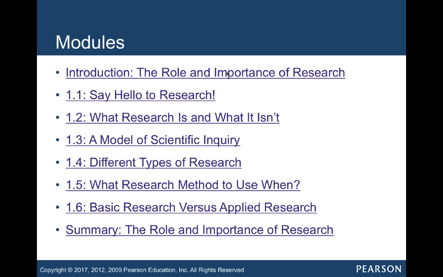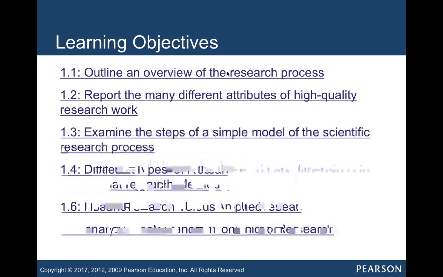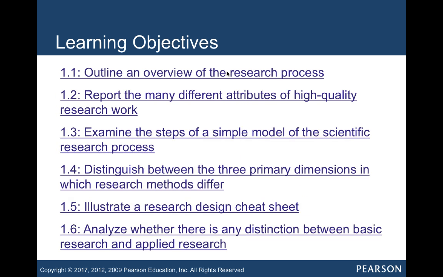All right, so this is just a really quick overview of the different things we'll be going over about Chapter 1. At the end of this PowerPoint lecture, you should be able to outline the research process, report on the different types of research and what makes research good, examine the scientific model, talk about the different steps that are part of it, distinguish between different types of research methodologies, and also illustrate the design cheat sheet.